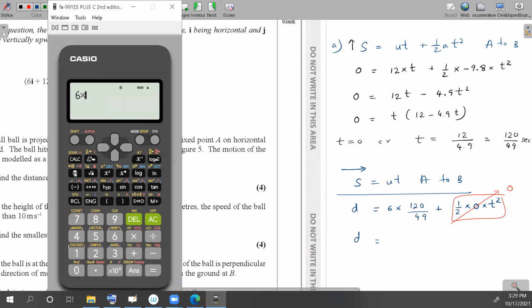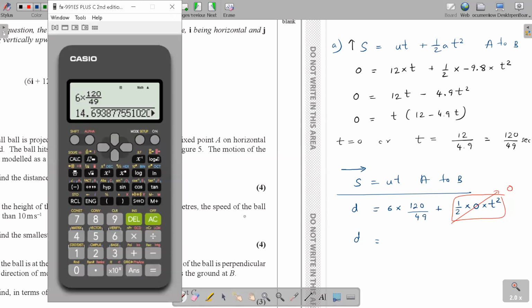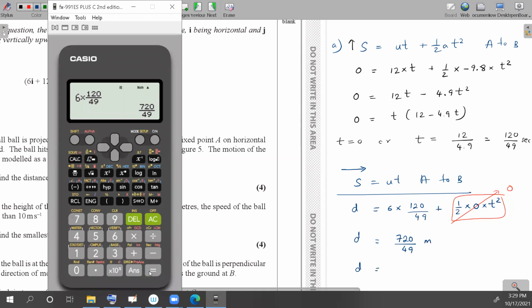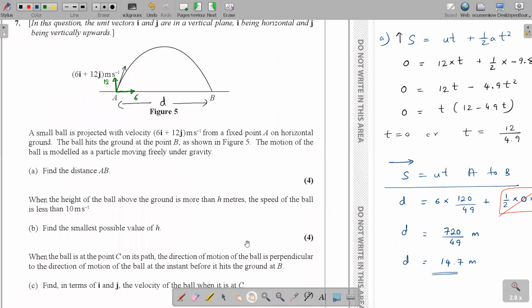So 6 times 120 over 49, which gives me 720 over 49, or 14.7, correct to 3 significant figures. Okay, what was the decimal answer? The fraction answer I got was 720 over 49 meters, which is equivalent to, so I wrote the exact answer first and then which is equal to 14.69, so 14.7 meters. This is the distance from A to B, the horizontal distance.